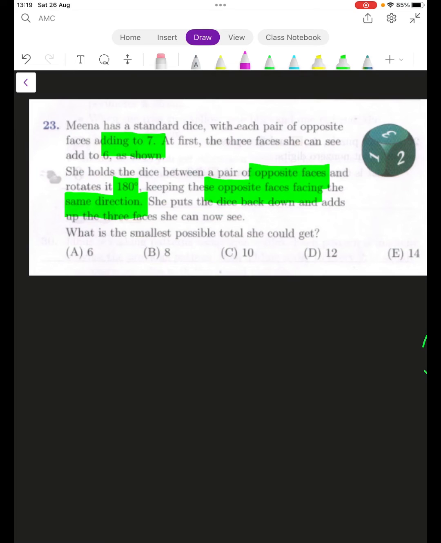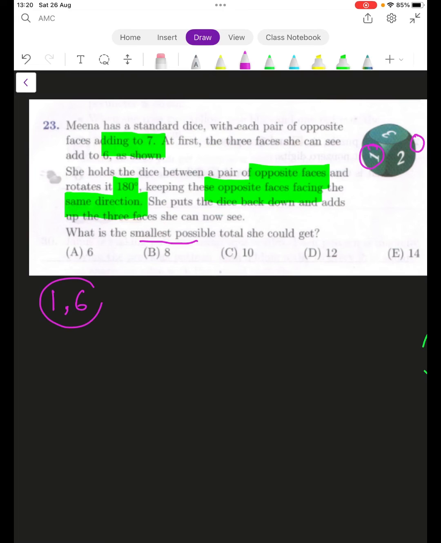All right, let's read the question first. She puts the dice back down and adds up the three faces she can see now. So of course we will still be able to see three faces, but the numbers would have changed. What is the smallest possible total that she would get? Now, just like we said, there are three possible ways of holding the dice. So let's work out the different scenarios.